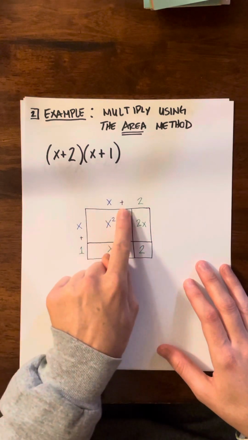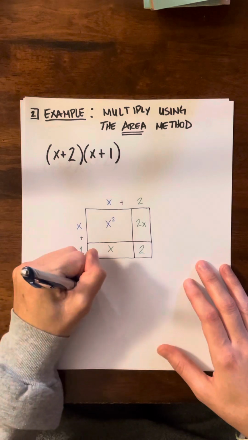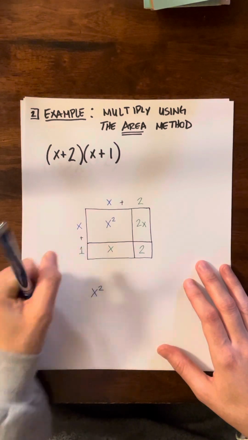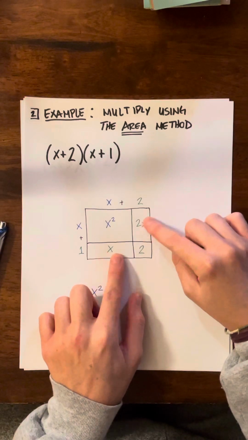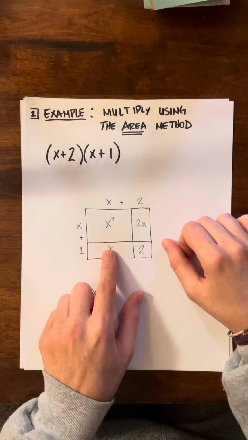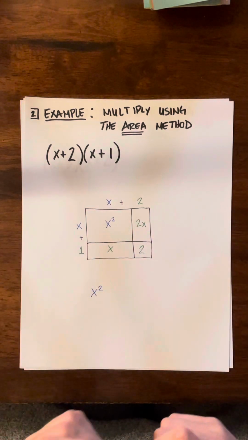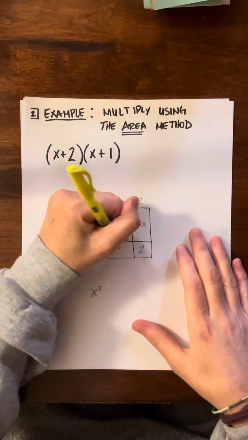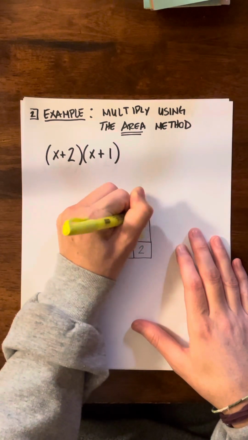So our biggest shape is up here, and our biggest shape is x squared, so that is what goes first. Then we have rectangles, 2 rectangles. As you can see, this rectangle has an x, and this rectangle has an x. So they are like terms. So what we're going to do is combine our like terms.